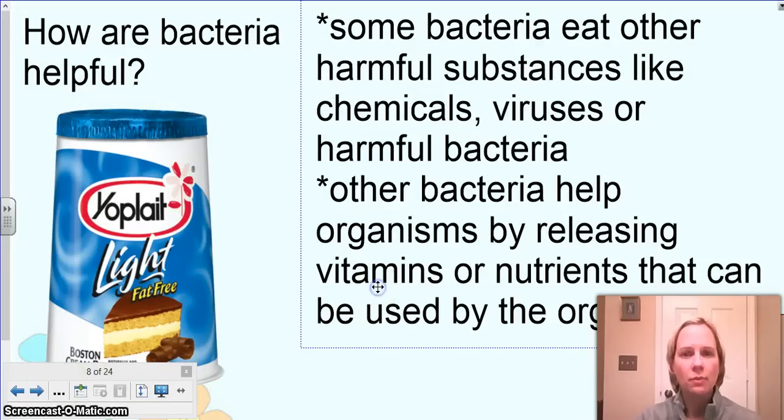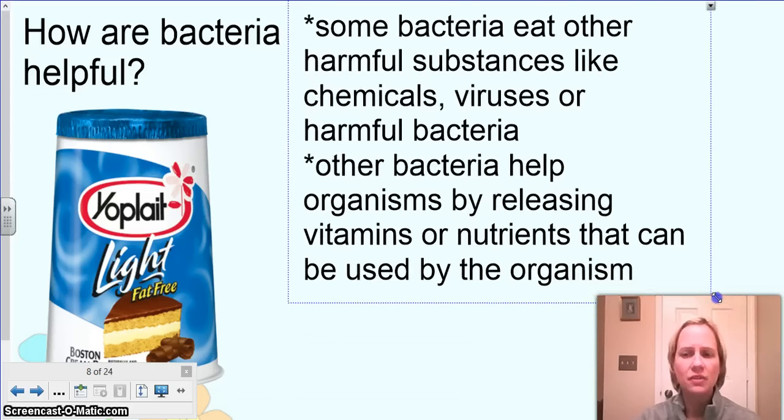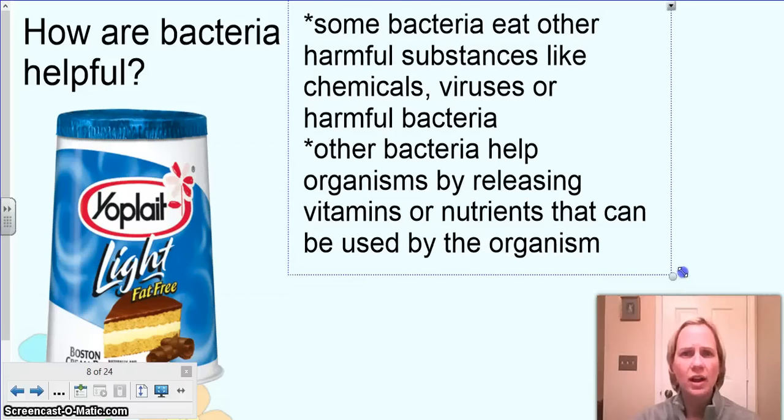Okay, so now harmful bacteria and helpful bacteria. Helpful bacteria are going to be found in things you eat. Okay, we've got helpful bacteria.